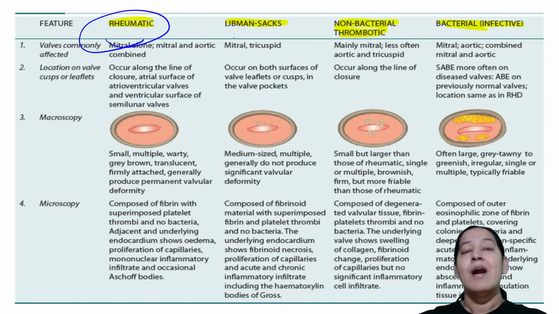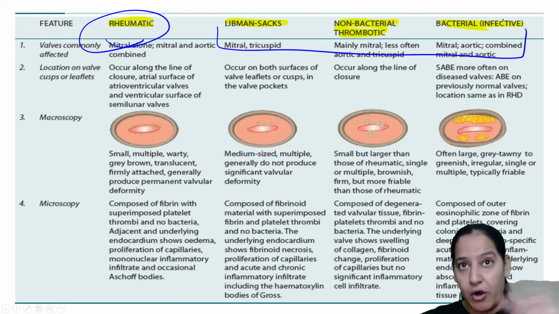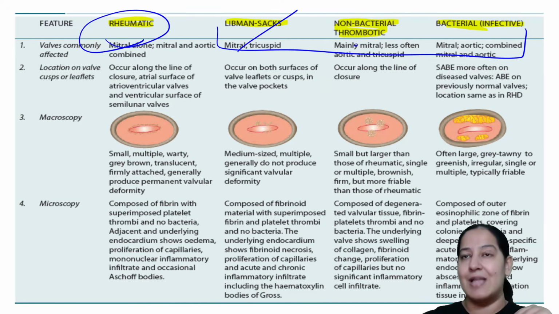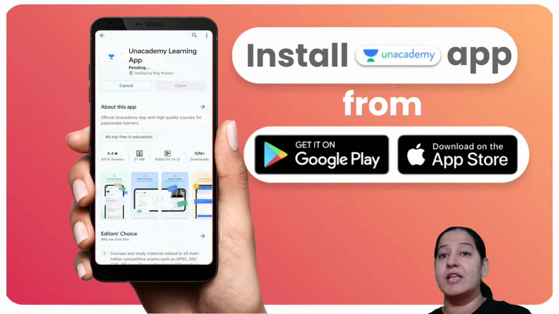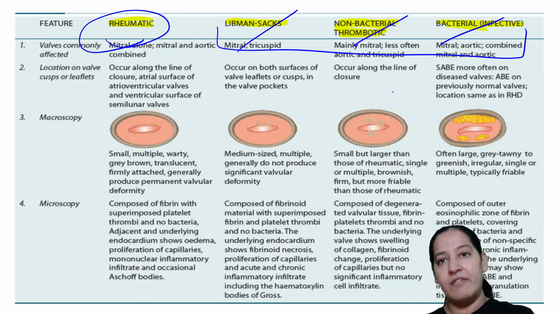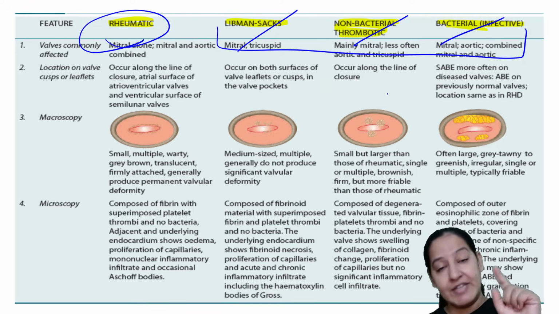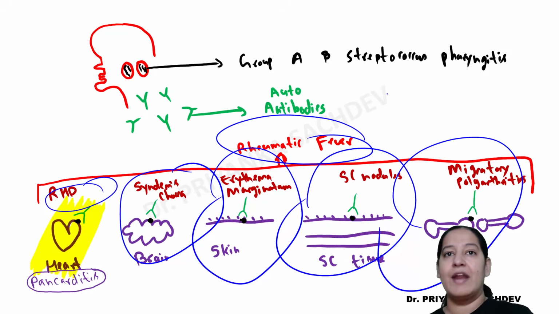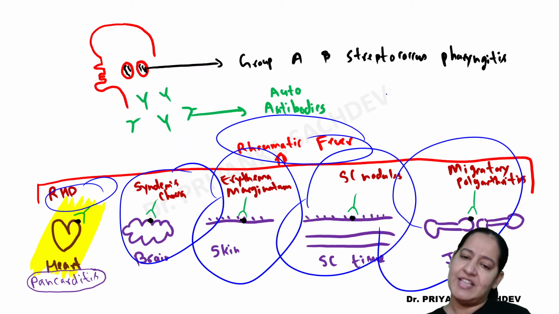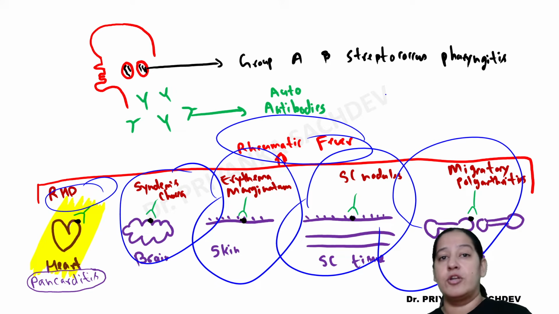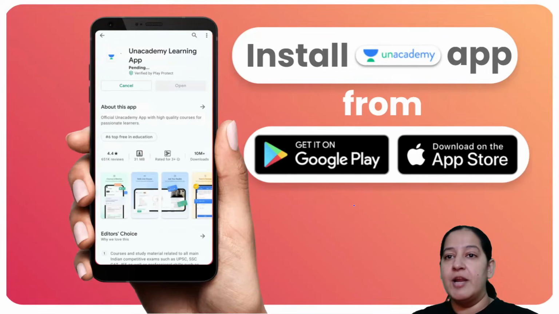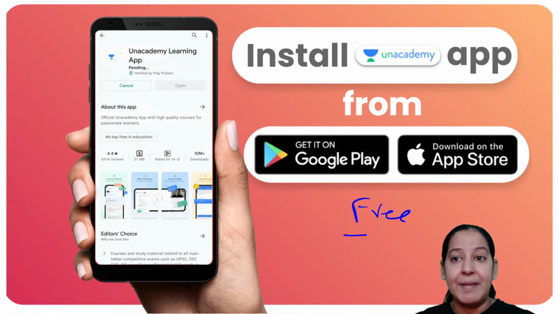There are 3 more non-rheumatic endocarditis. If you want to learn them, that is Libman-Sacks, NBTE, and bacterial infective endocarditis, what you have to do? I have taken these lectures for free, but not on YouTube. I have taken these lectures, non-rheumatic endocarditis and the remaining 4 Jones criteria, and all about CVS, other topics also, myocardial infarction, angina, many important topics. All of them are available for free on the Unacademy Learners app.